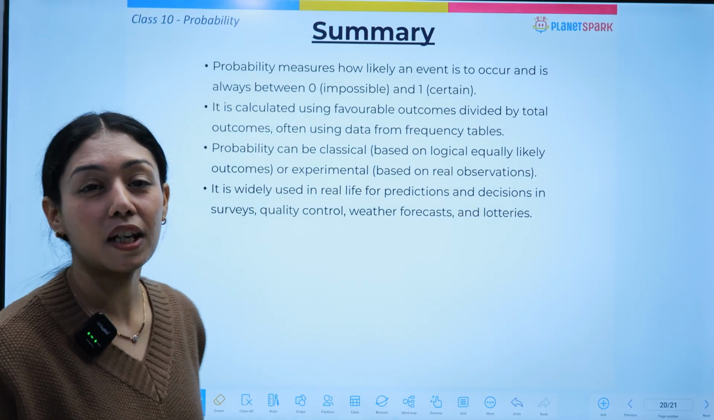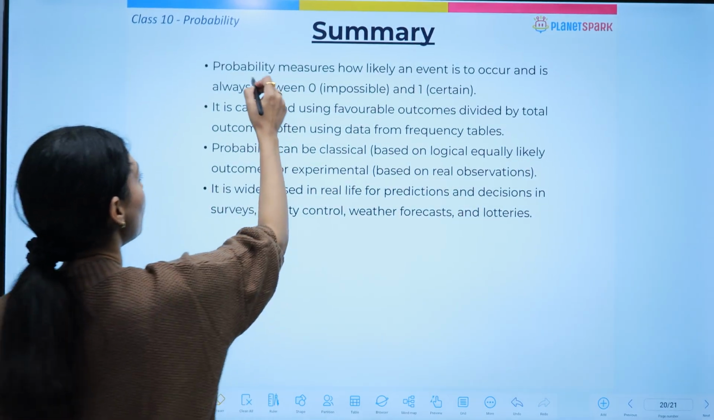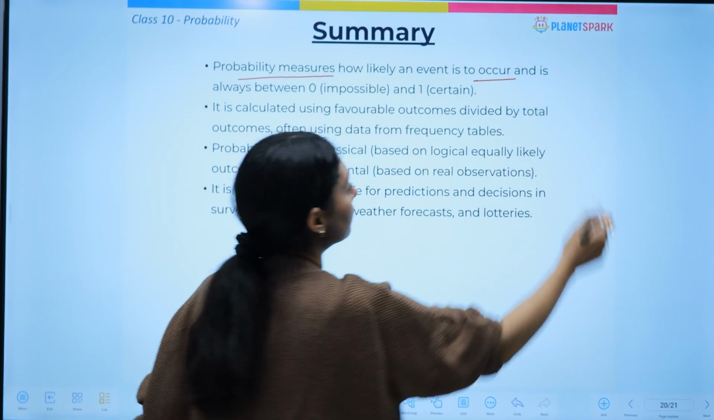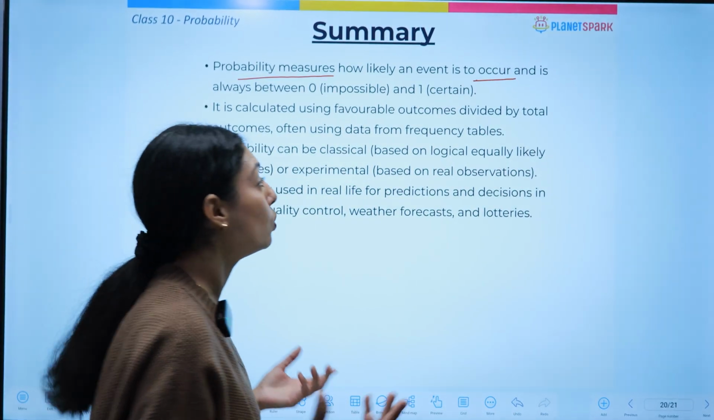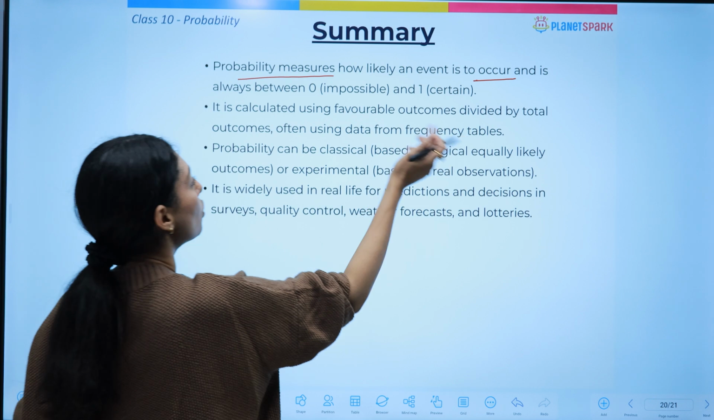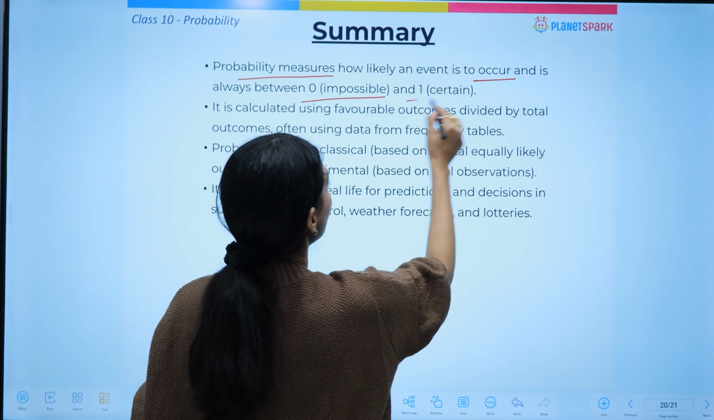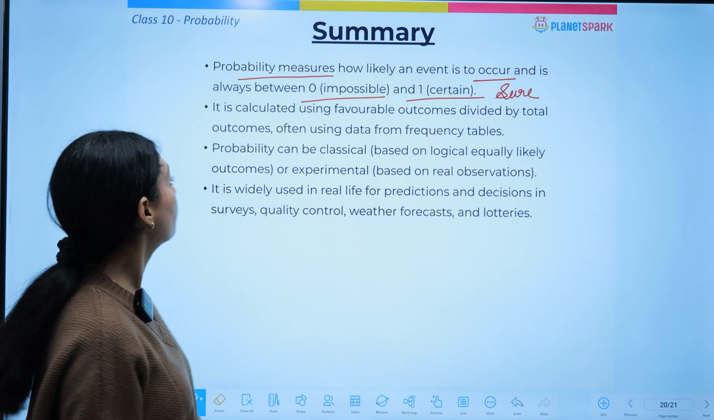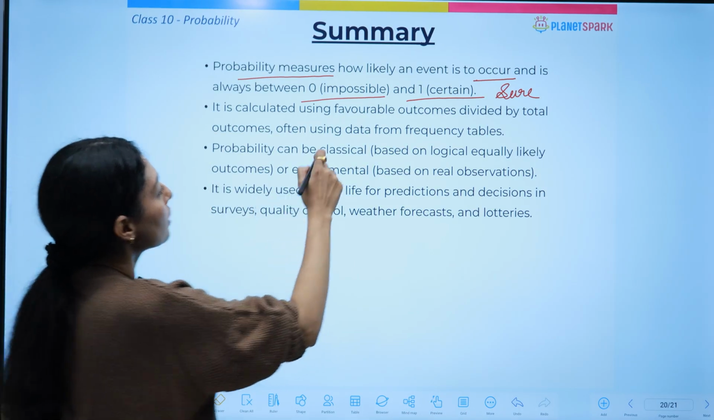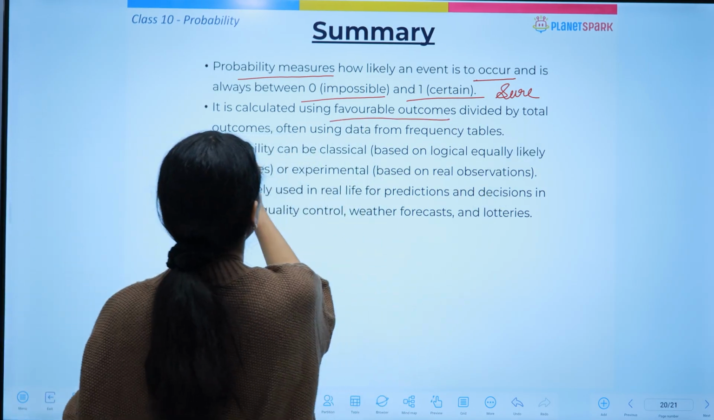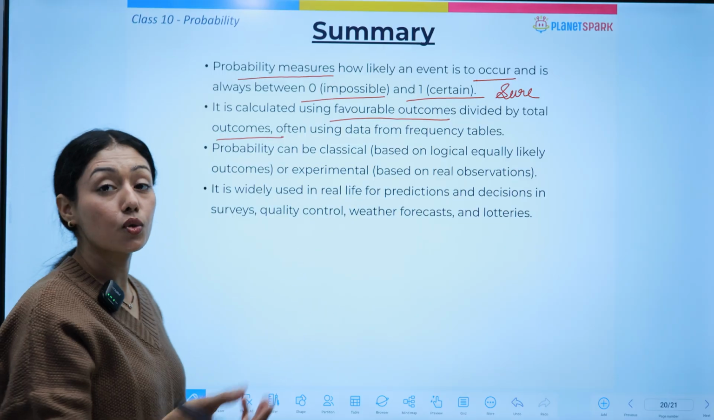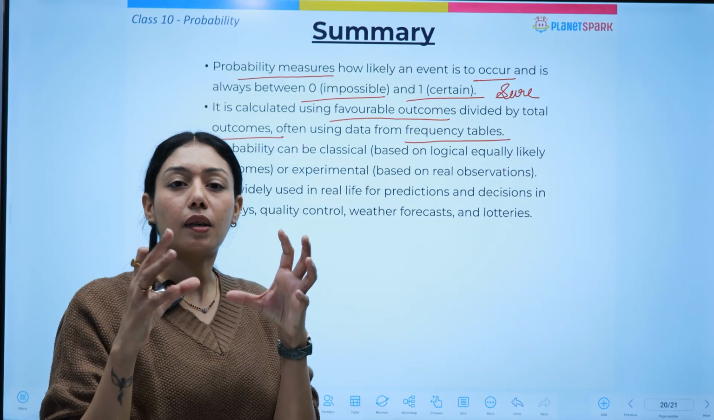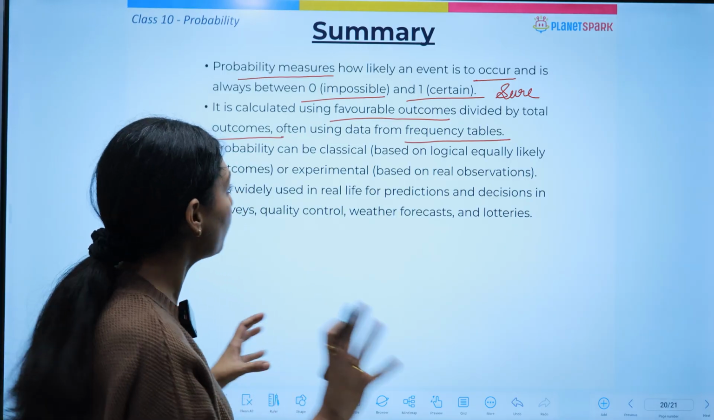So let's summarize, everybody, what we have learnt here today. Probability measures how likely an event is to occur, right? The chances of an event to occur. And probability lie karegi from 0 to 1. 0 matlab impossible event, 1 matlab certain event or sure event. Okay, now it is calculated using favorable outcomes divided by the total number of outcomes, and we can use the data from frequency tables as well, right? Concise form में data हमारे पास, from there we can take it and we can find the probability.